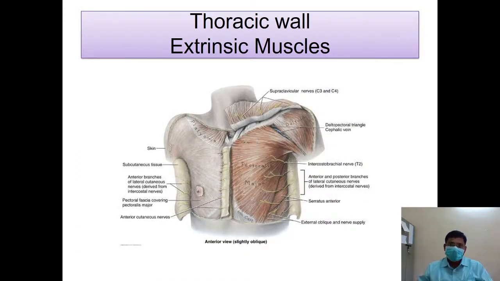Coming to the thoracic wall muscles, that is the extrinsic muscles. There are various muscles which also act as accessory muscles helpful in respiration. The most important ones are pectoralis major and minor, and also the serratus anterior. The cutaneous nerve supply is also seen in this picture. This is the intercostobrachial nerve which comes from the T2 level, and this is the external oblique muscle with its nerve supply. These are the anterior and posterior branches of the lateral cutaneous nerve, derived from the intercostal nerves.